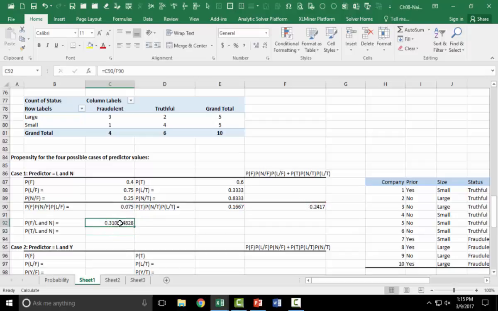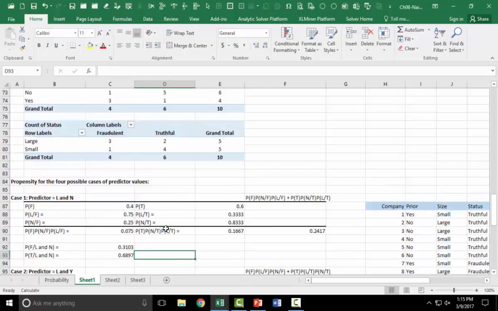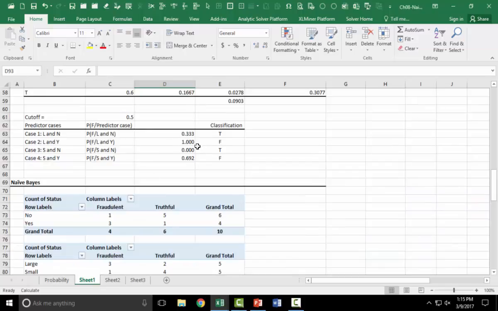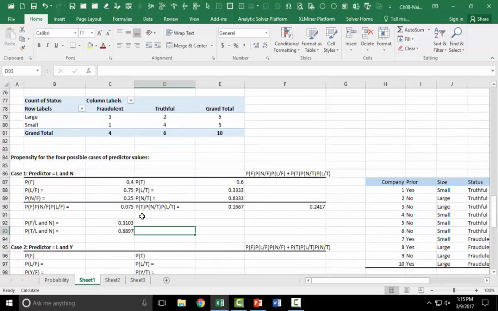So this will give you the propensity for fraudulent for L and N, and then for truthful. These are like our posterior probabilities, and they are approximate because we did not use the exact method and we relaxed that. So this will be somewhat different from the exact. Here 0.33 and 1, so we have 0.31 and 0.68. It's a slightly different probability.